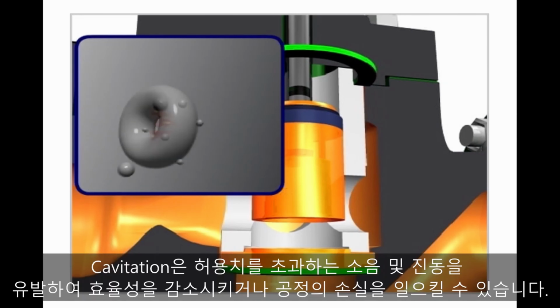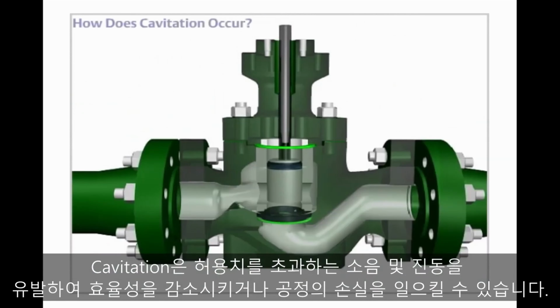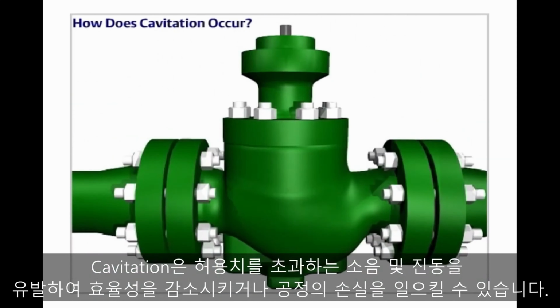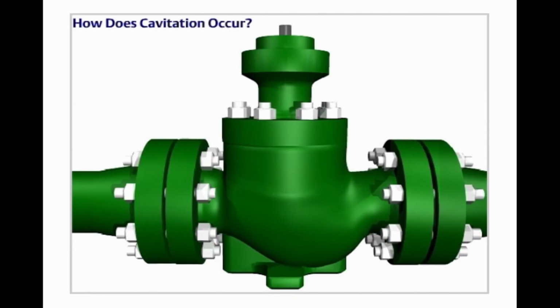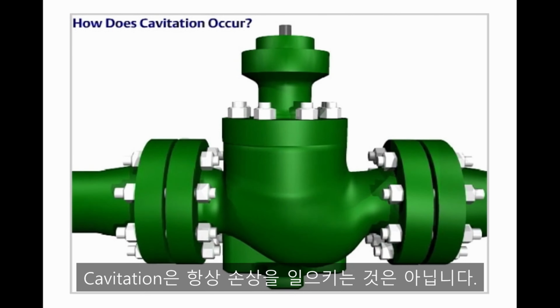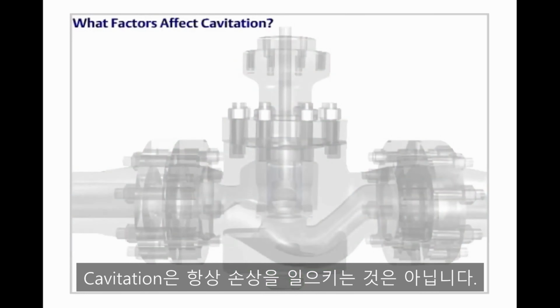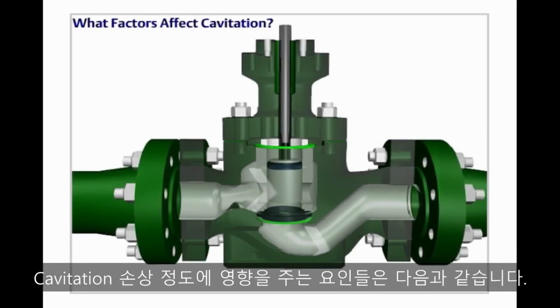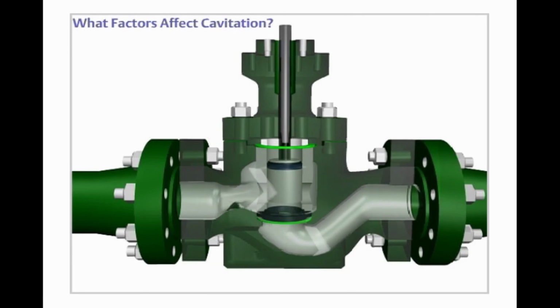Cavitation can also cause unacceptable noise and vibration that reduce efficiency or lead to loss of process control. Even though cavitation occurs, it doesn't always cause damage. The extent of cavitation damage is affected by the following factors.